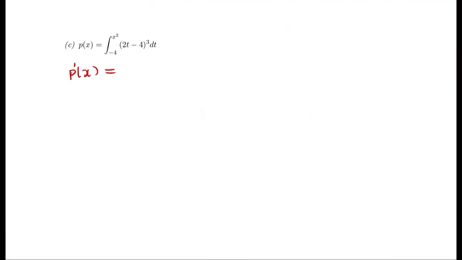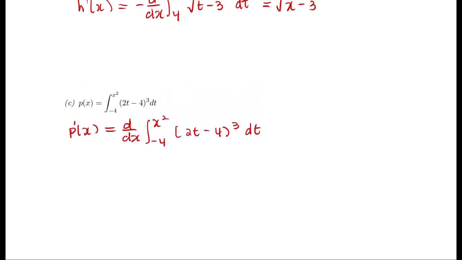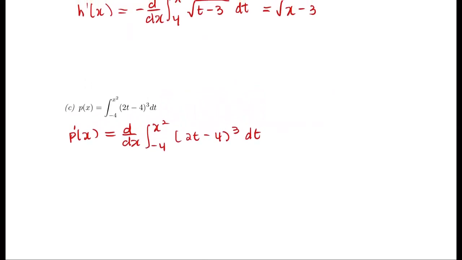So if we take d over dx of the integral between -4 and x squared of (2t minus 4) cubed dt, now we're actually going to be replacing the x. So instead of f(t), that means we're actually going to be replacing it with f(x squared) instead.